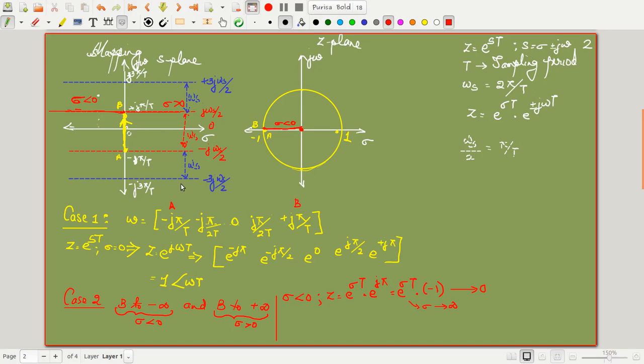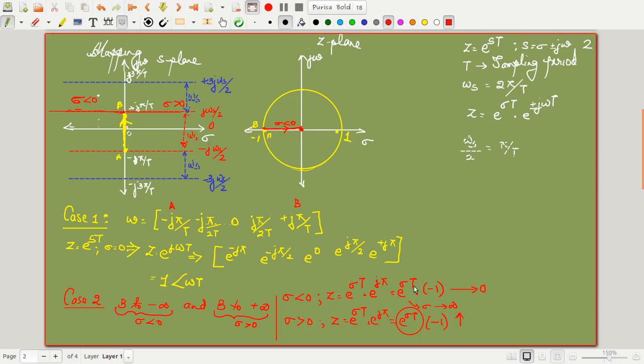Condition, sigma less than 0: it goes from B and hits 0. Now we will see sigma greater than 0. What will happen when sigma is greater than 0? Z is equal to e raised to sigma t, e raised to j pi, e raised to sigma t. This term is increasing. Here this term is decreasing because sigma is negative, into minus 1. So the magnitude here is increasing from 1.